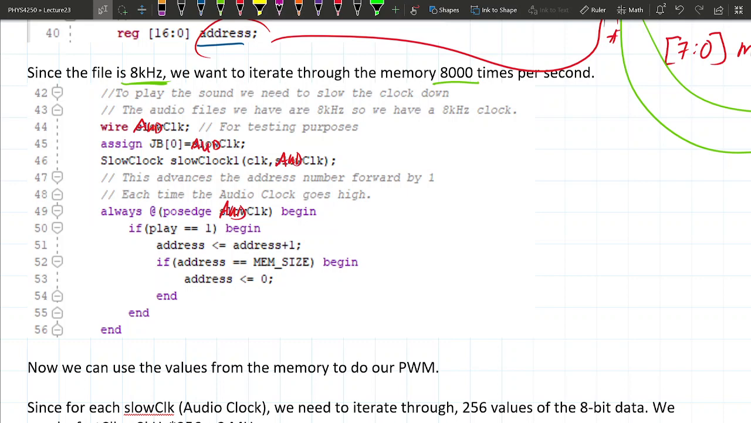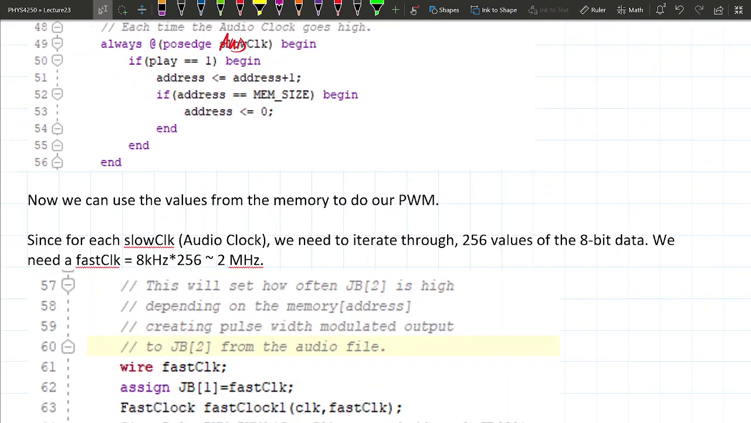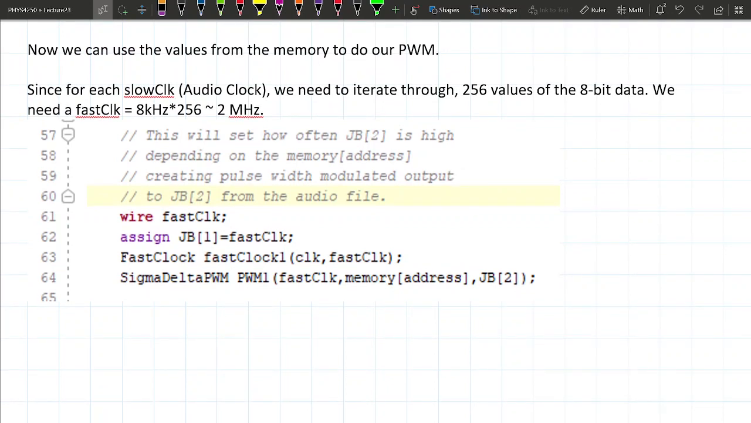Every time you have a slow clock, that's your audio clock, and then you have a fast clock, that's your PWM clock. Every time that happens, you want the address to increment by 1. What happens at the end here is that when the address reaches the mem size, which is the end of the file, it just resets it to 0. So that's all this is doing. It's just counters, being used to change which part of the memory address you're looking at.